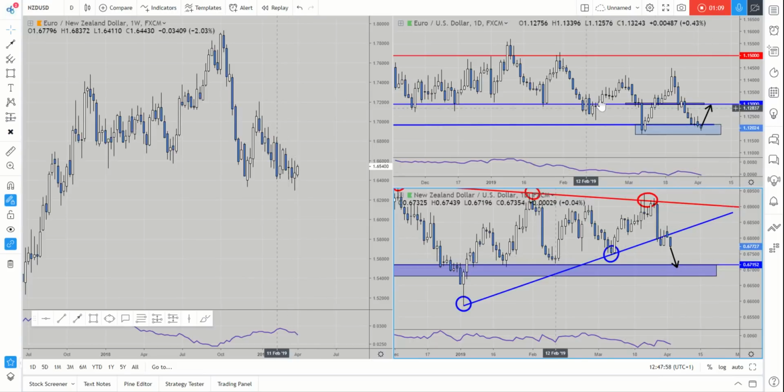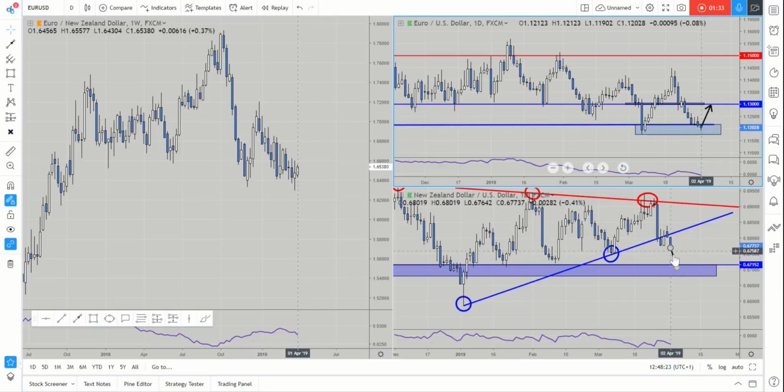So looking at the two charts together, the Euro dollar and the New Zealand dollar, what we can see is the fact that the Euro USD is at support. Kiwi US dollar is heading towards an area of support as well. So to me, what we could be seeing is the Euro move higher, or find some kind of relief, and the New Zealand dollar move lower.